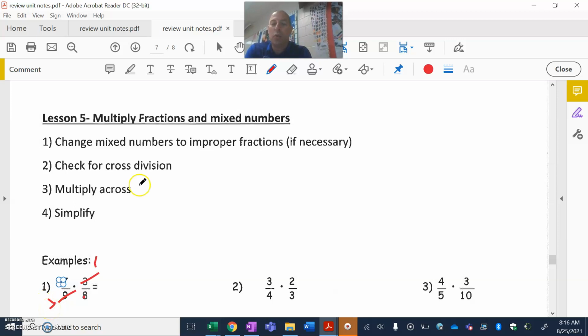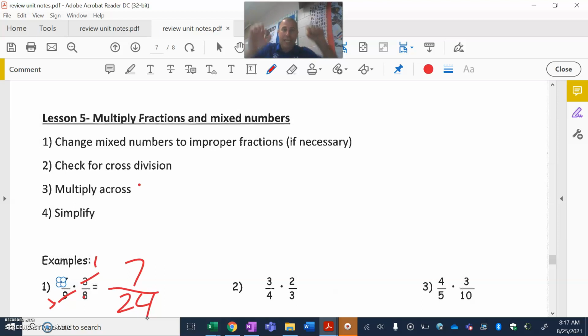Now we are ready to multiply across. So 7 times 1, 7. 3 times 8, 24. I'm going to see if I can simplify. Typically you can't. If you catch all your cross division, most of the time, I'd say about 93% of the time, you can't simplify. So it is a good thing to take care of. Let's go on to question 2.